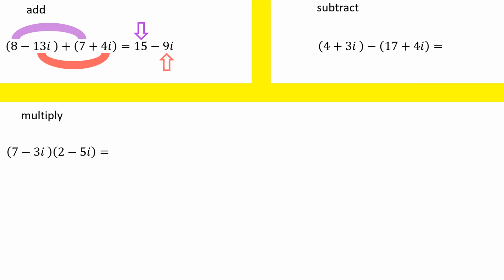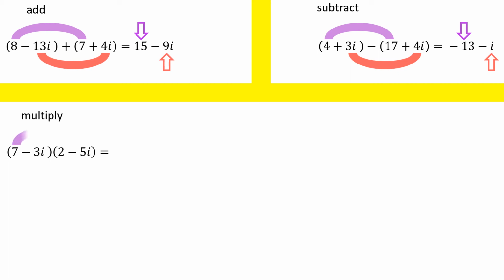What did I get for subtraction? Oh, there's my answer. 4 subtract 17 is -13. 3i subtract 4i is -1i. Of course, I'm not going to put the 1, right? If it's -1i, I'm just going to put -i.